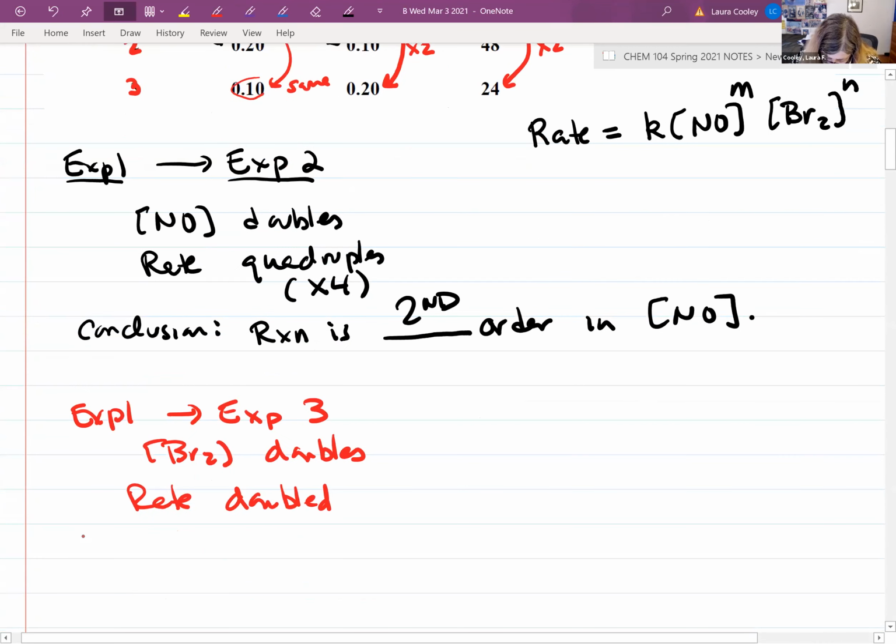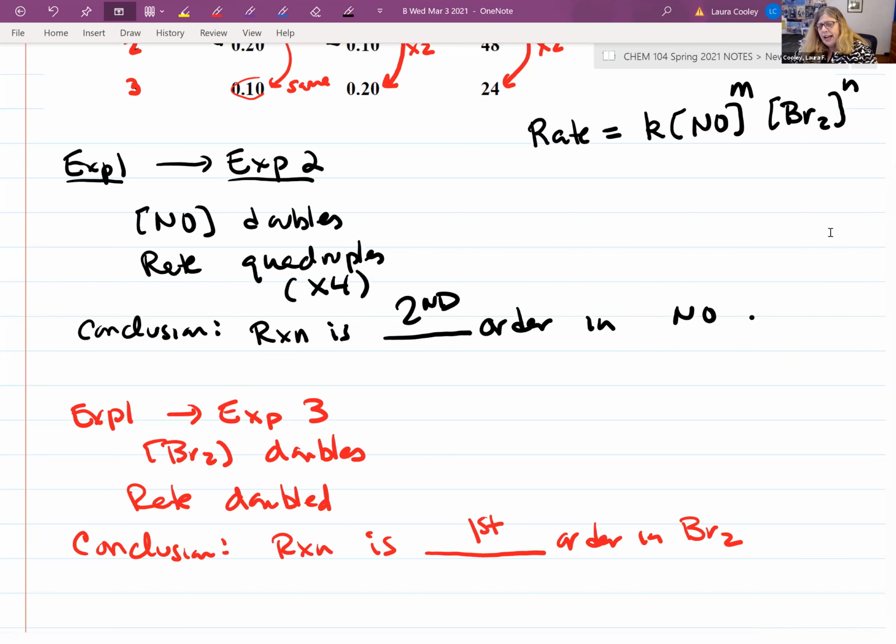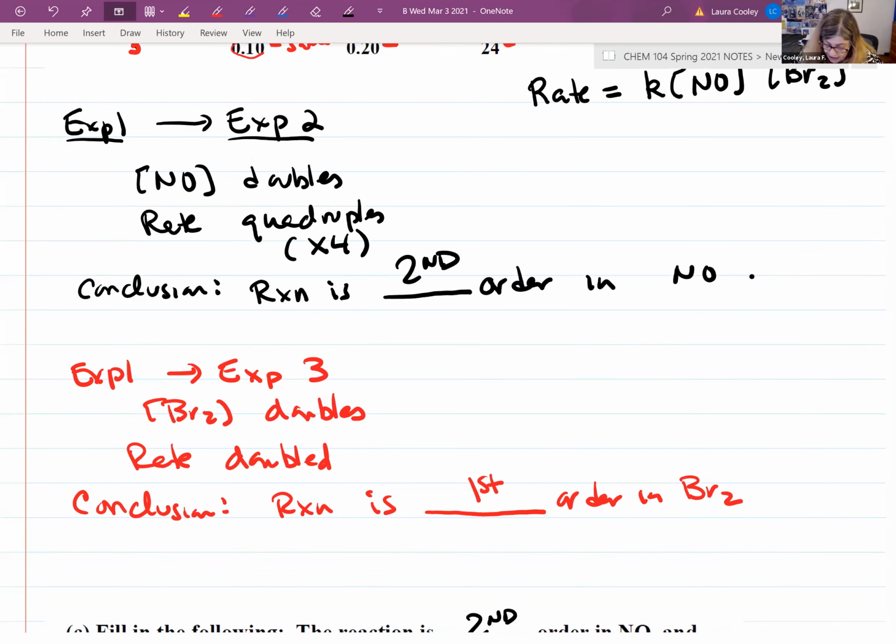So what is the conclusion? First order in Br2. Okay. Whoever it was wrote that NO is in the second order. Yeah, I mean, you were right. What you would say, though, is that the reaction is second order in NO. That's the right way to express that.